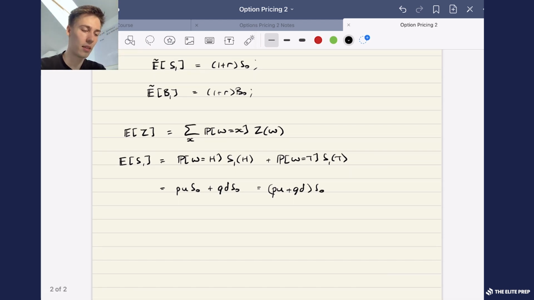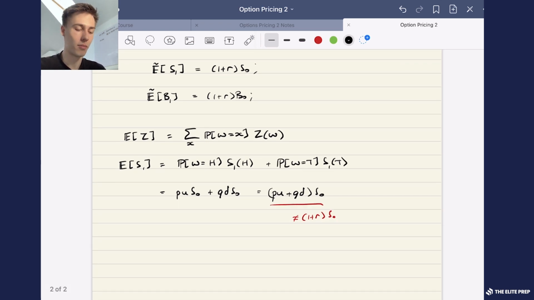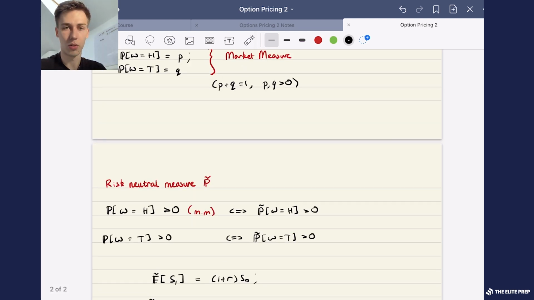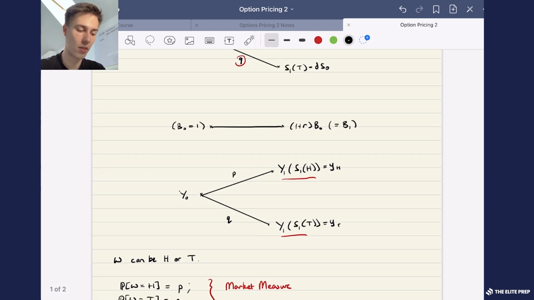So clearly our market measure gives us an expectation of (PU plus QD) S0. This is not necessarily equal to (1 plus R) S0, and actually depends on the specific choice of P and Q. Obviously, the expectation of B1 does give us what we want, but this already isn't the risk neutral measure. So that was just a quick detour into the risk neutral measure. We're now going to return to pricing this Y0 and get some interesting result at the end.